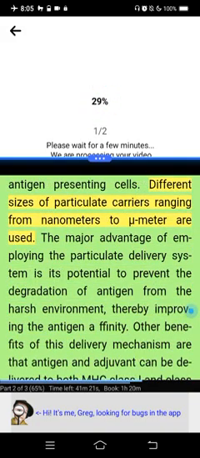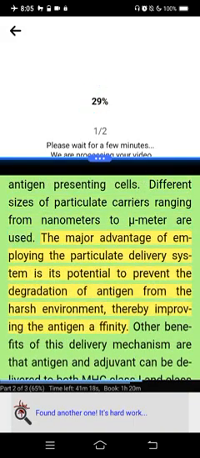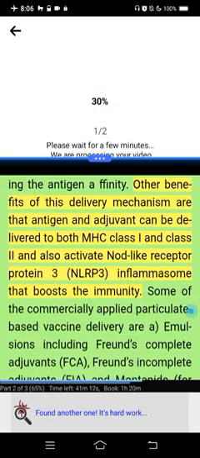Different sizes of particulate carriers ranging from nanometers to micrometers are used. The major advantage of employing the particulate delivery system is its potential to prevent the degradation of antigen from the harsh environment, thereby improving the antigen affinity. Other benefits of this delivery mechanism are that antigen and adjuvant can be delivered to both MHC class 1 and class 2 and also activate NOD-like receptor protein 3, NLRP3 inflammasome, that boosts the immunity.